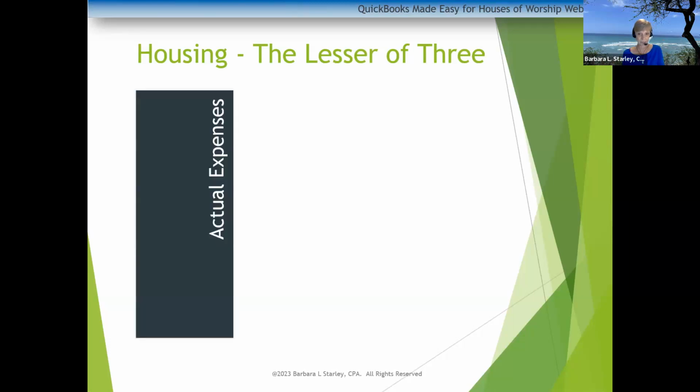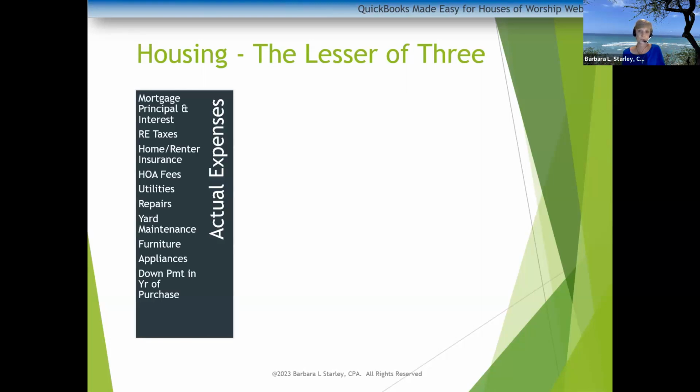The actual expenses. This is where most churches go. They say, well, tell us what your actual expenses are. What's your mortgage payment, principal and interest, your real estate taxes, your insurance on your home, your utilities, your repairs, your yard maintenance, not your cleaning lady, but your yard maintenance can be included in your actual expenses. What furniture and appliances do you think you're going to buy this year? And maybe even if you're buying a new home, what your down payment is going to be.